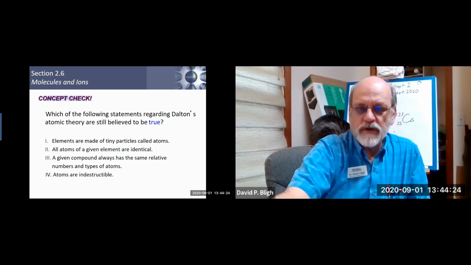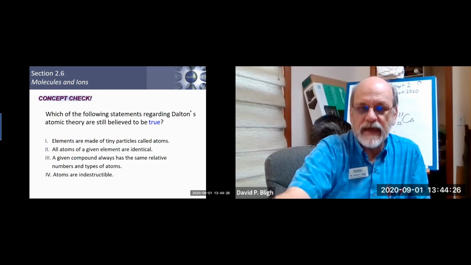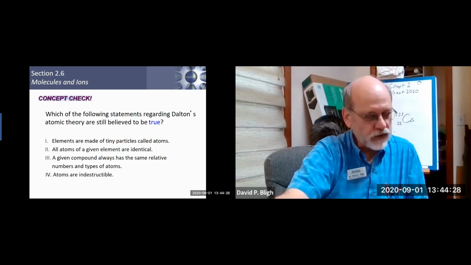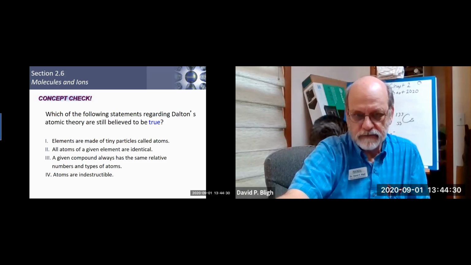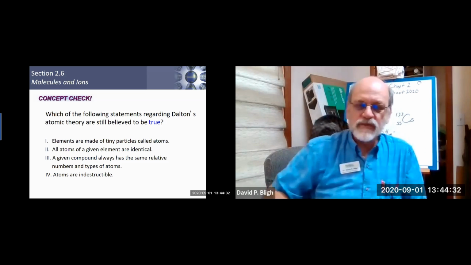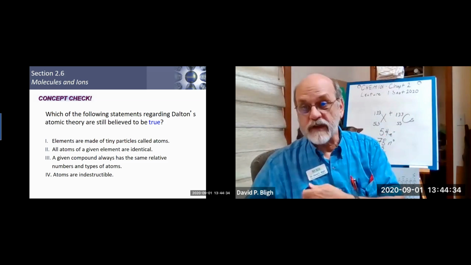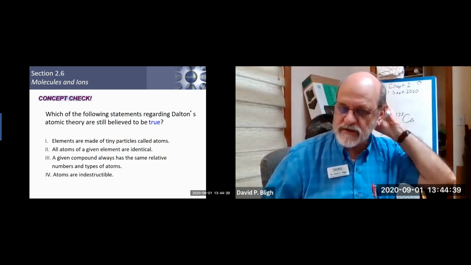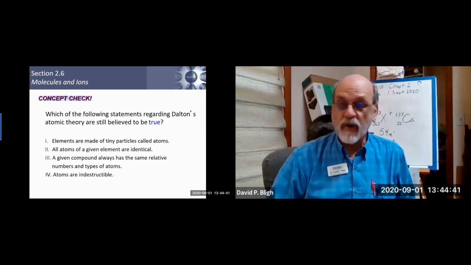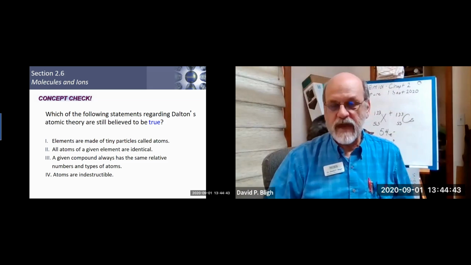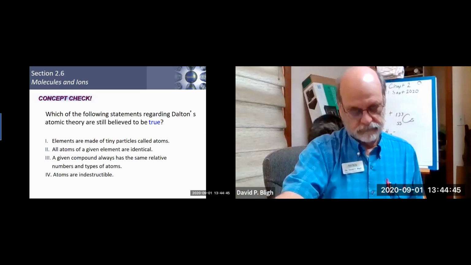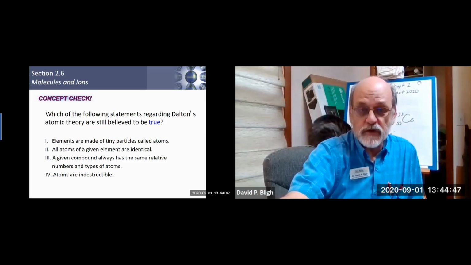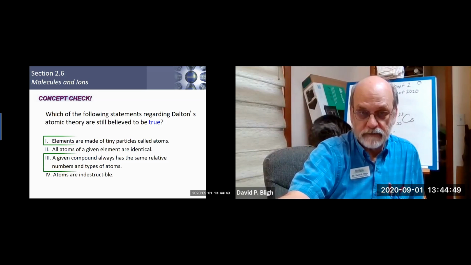How about the third one? A given compound always has the same relative number of types of atoms. That's true. Still true. Always will be true. And the last one, atoms are indestructible. We know that's not true because nuclear reactions tear atoms apart all the time. We wouldn't have the atom bomb if it wasn't for that. So the only two that are true are the first one and the third one.